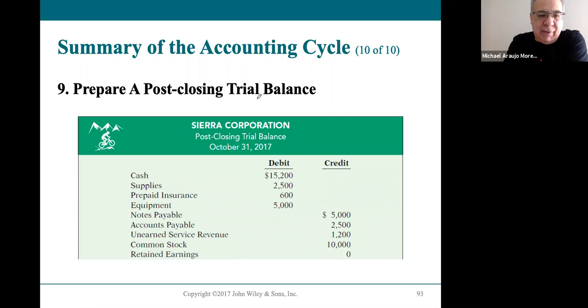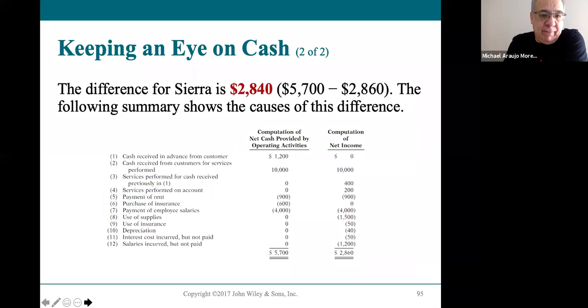What you've got after that post-closing trial balance, I'm not going to make you do one, but you will definitely see that when you actually see the whole thing, and this is actually cut off here. So what you don't see is dividends, you don't see revenues and expenses, but all those balances would be zero after we close them. Okay.